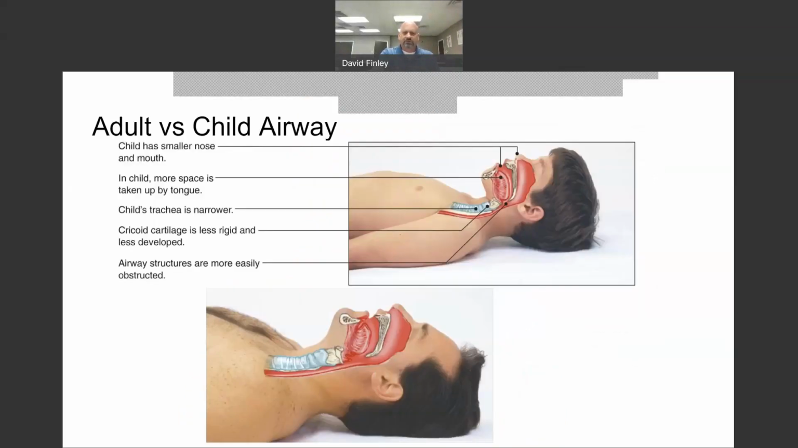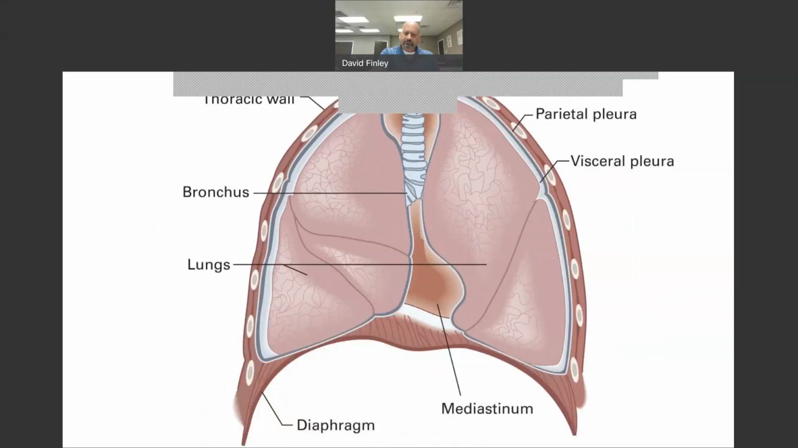So here's the adult versus child airway, and this is just some of the things that I talked about. The child has a smaller nose and mouth, tongue takes up more space, the trachea is more narrow, and so forth. So here you can see the diaphragm just below the lungs. That's separating the chest from the abdomen. And then you can see the visceral and parietal pleural linings. Okay.